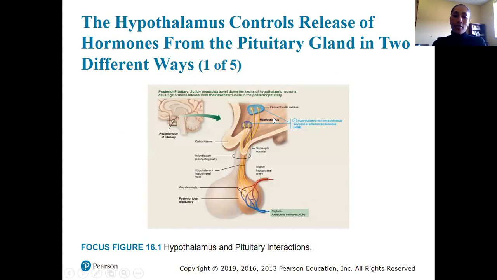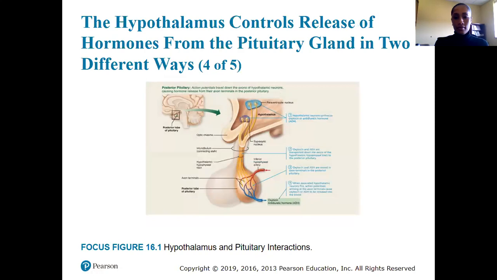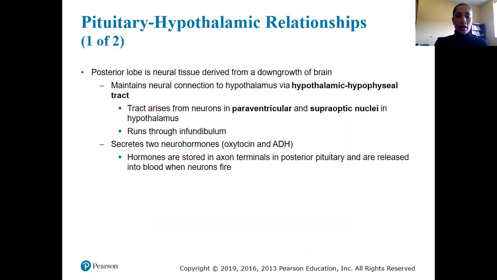So here we have part of the brain, and we find our hypothalamus here, or I should say this section right here. We have our hypothalamus here, and here is our infundibulum stalk that is going to connect us to the pituitary gland. The anterior lobe is going to be housed here, and the posterior lobe is going to be housed here. So let me make sure I didn't miss anything.